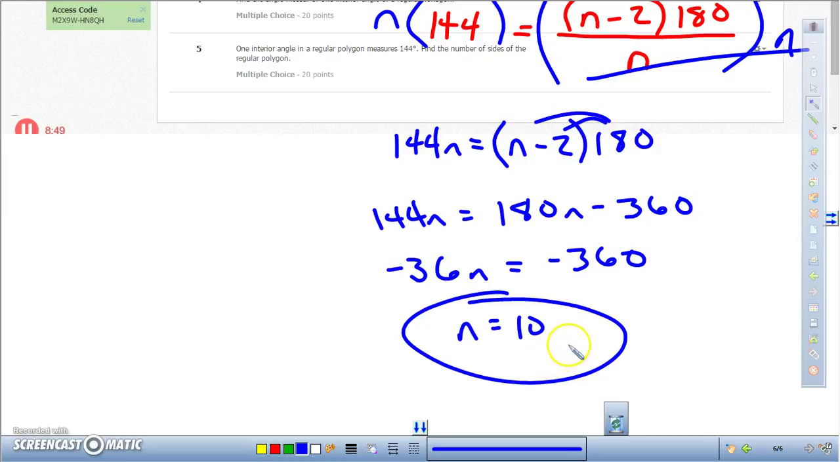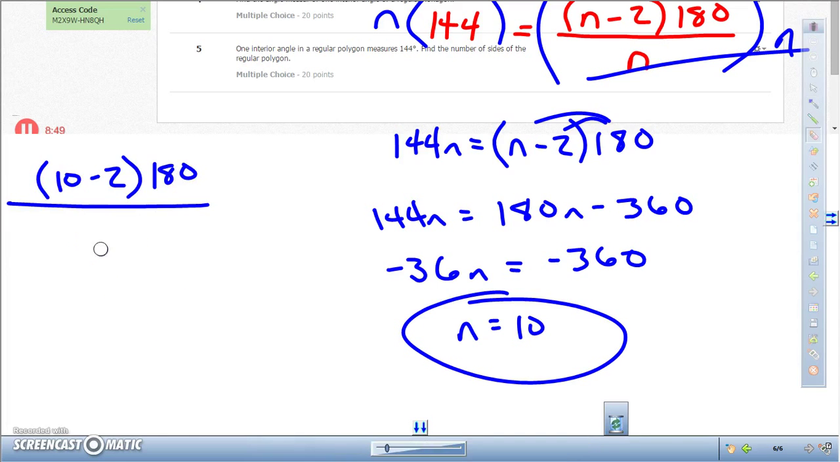And then how can I check to make sure this is correct? Well, what I'm saying here is that a 10-sided figure will give me an interior angle measure of 144 degrees. So go back and plug your 10 in and follow that same procedure that we did to answer number 4 and see if you get 144, and you will here.